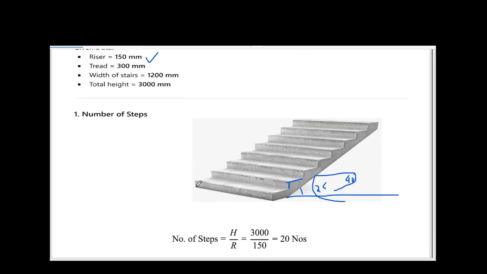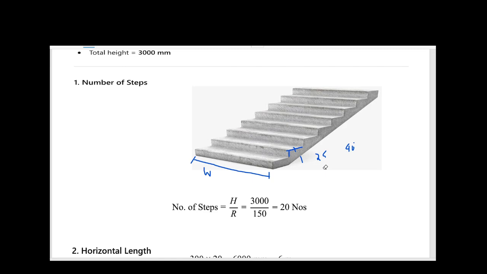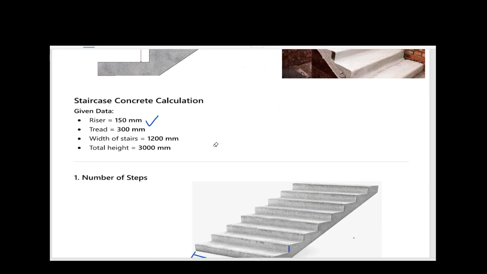That means this is the width. Don't be confused, this is the width. So this portion is the riser, this is the trade, and this is the width. I hope it is clear. So the riser is given, the trade is given, the width of the trade is given, and the total height is given.